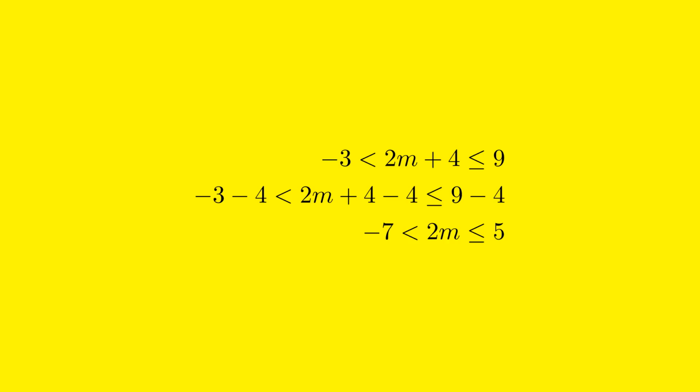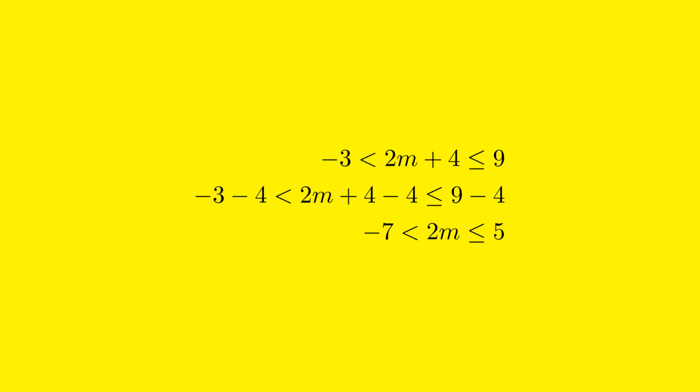We start with the inequality -3 < 2m + 4 ≤ 9. Our goal is to isolate the variable m in the middle part of the inequality. The first step is to remove the constant term from the middle expression. The constant term here is 4. To do this, we subtract 4 from each part of the inequality.